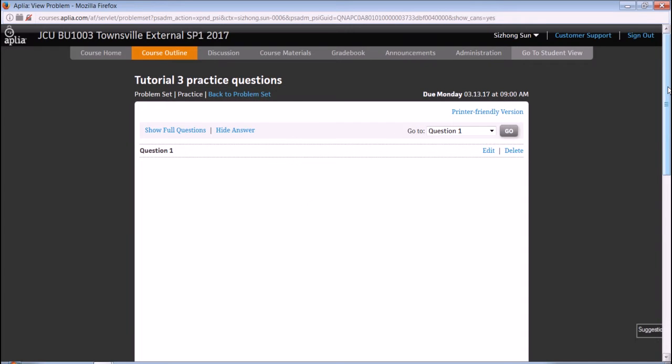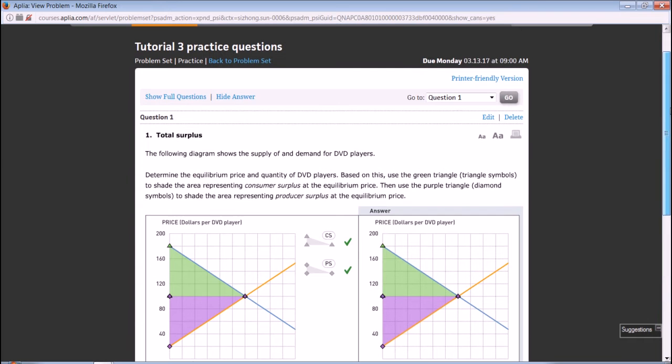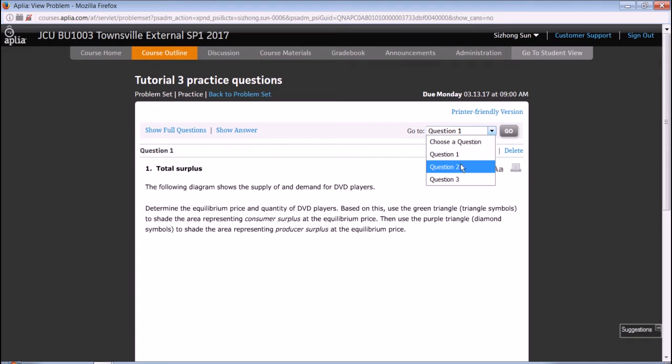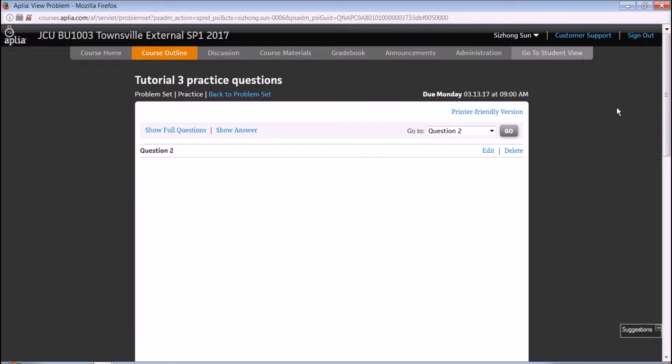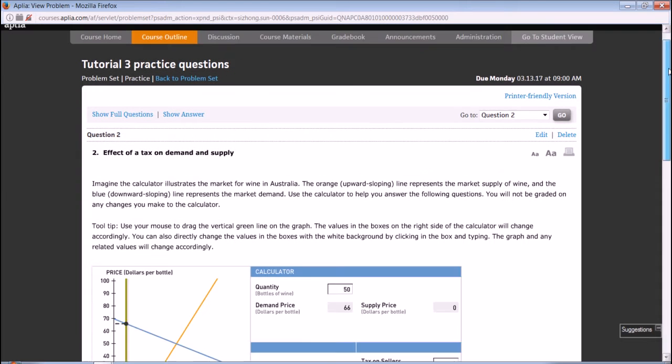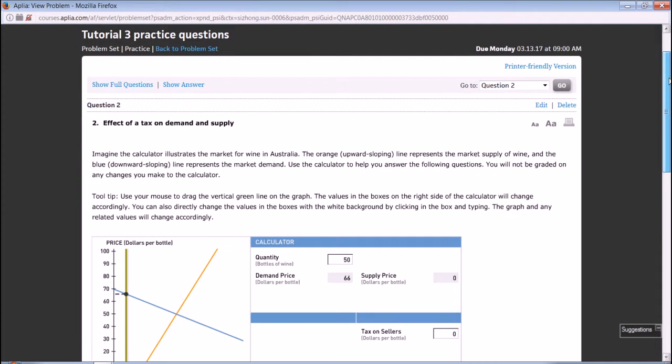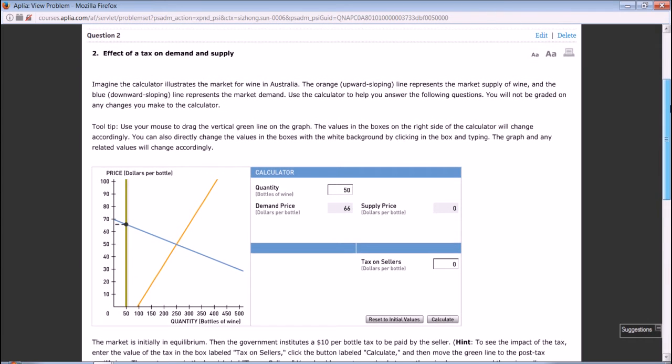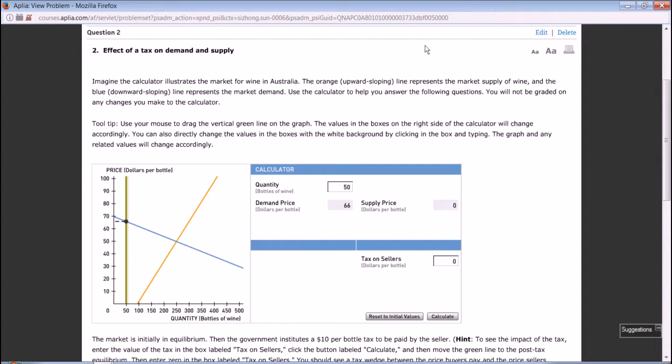Okay, question 1 done. Question 2: effects of a tax on demand and supply. So imagine the calculator illustrates the market for wine in Australia. So this is the market for wines in Australia. The orange line represents the market supply of wine, and the blue line represents the demand. Use the calculator to help you answer the following questions.